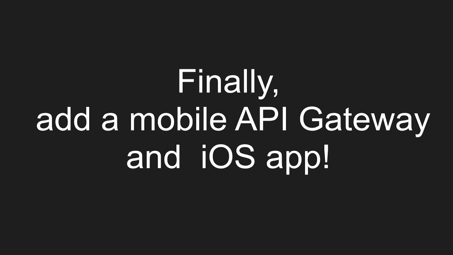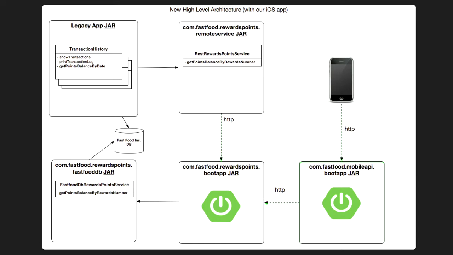And so finally, the last step is to add our mobile API gateway and iOS app. There we go. We have our mobile API gateway, another separately deployed boot app, talking to our reward points boot app over HTTP. That's pretty cool. That's where we wanted to be.